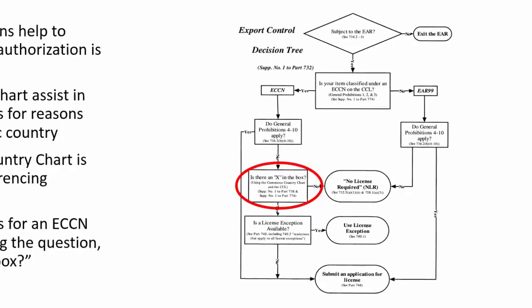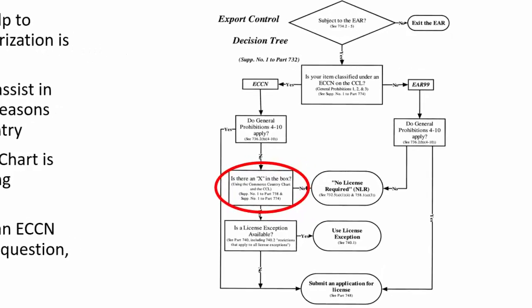Let's move over to the right for a mock run through the export control decision tree as it relates to getting down to this whole idea of is there an X in the box. So let's assume we're working up an ECCN. We've done some research. We know a couple of things already. For example, we know we're subject to the EAR. No problem there. We also have determined in our mocked up example that our item is classified under an ECCN on the CCL. We already talked about General Prohibitions 4 through 10. We'll assume for this illustration that the answer to the question, do General Prohibitions 4 through 10 apply, is no.